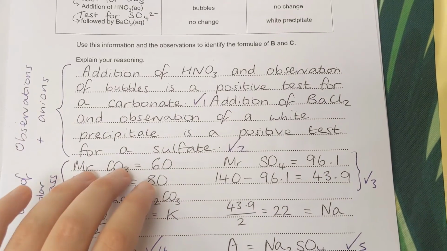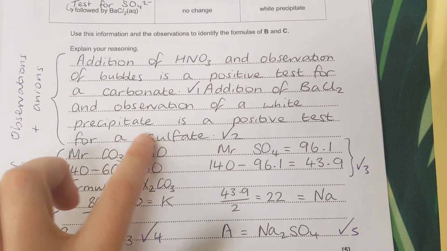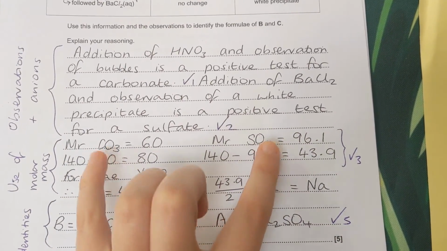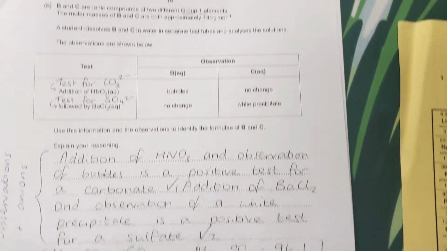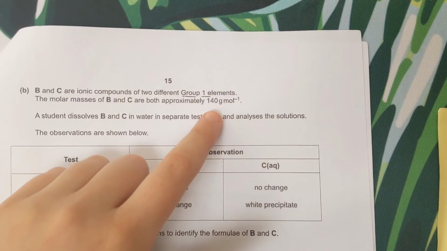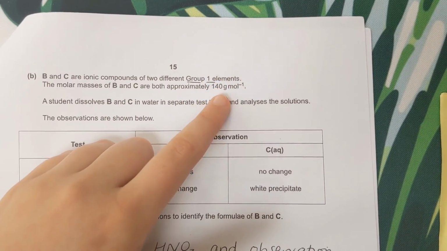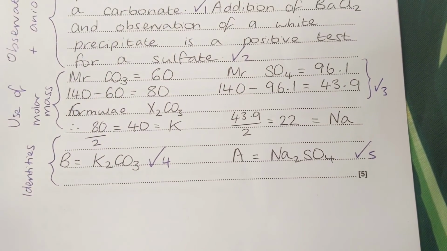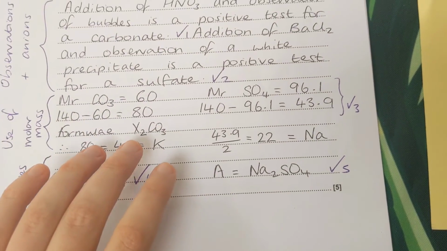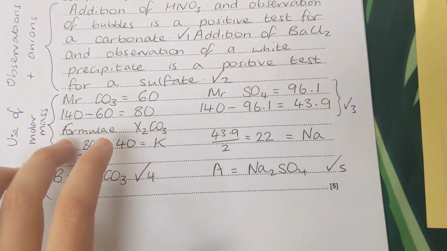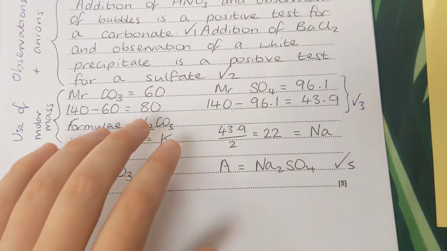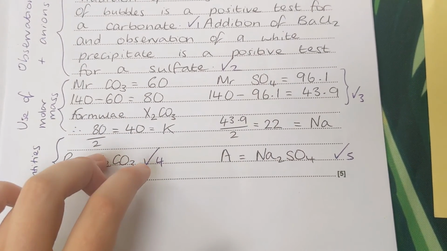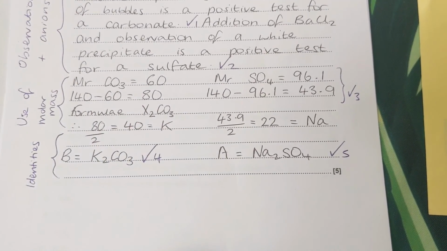We know we've got a carbonate, we know we've got a sulfate, so I've worked out the molar mass of the sulfate and carbonate ions. Then I've subtracted that from 140 because it says the molar mass is about 140 for each compound. So I want to see what's left so I can figure out which group 1 metal it is. Then these ions are both 2 minus ions. So I know that whatever I get as the difference, I'll need to divide by 2 because there'll be 2 lots of that group 1 metal.